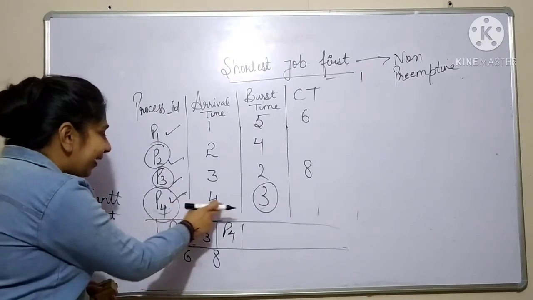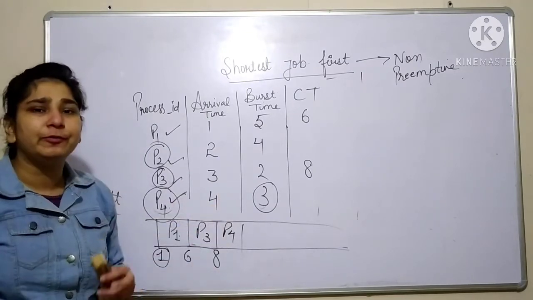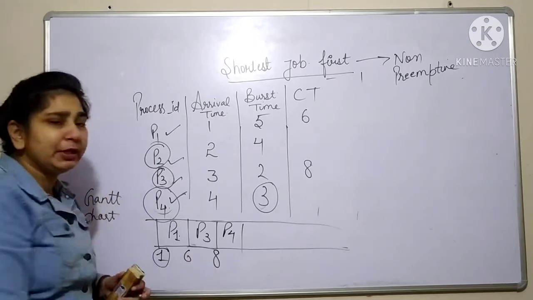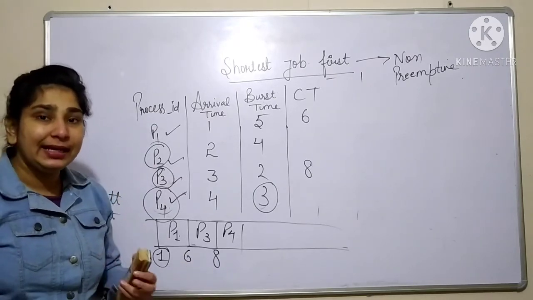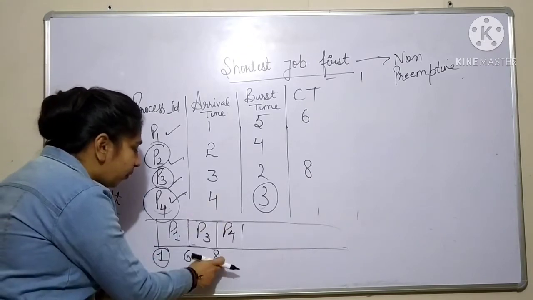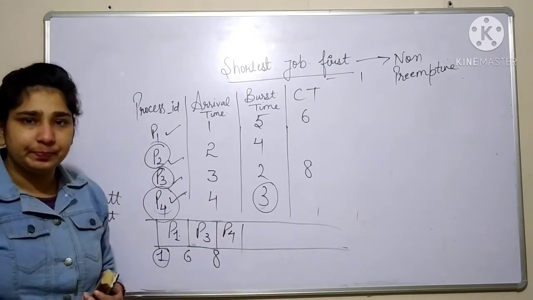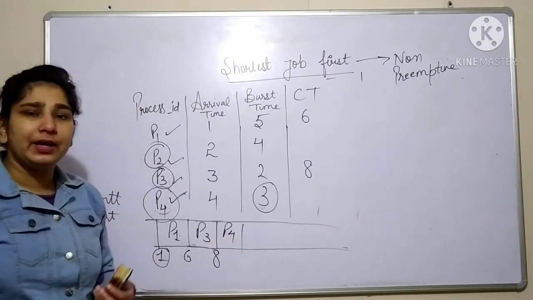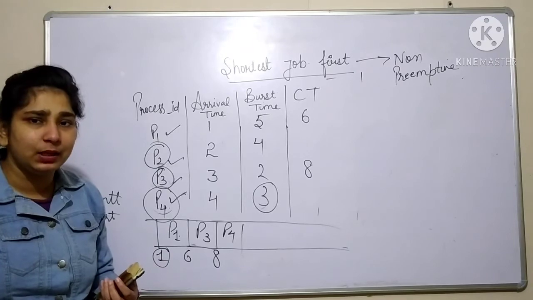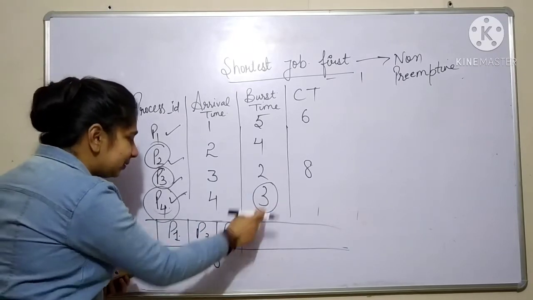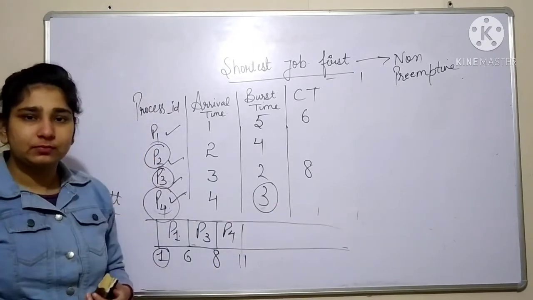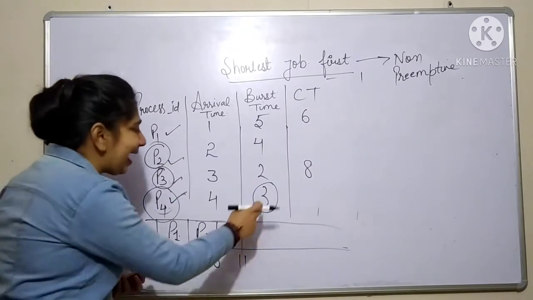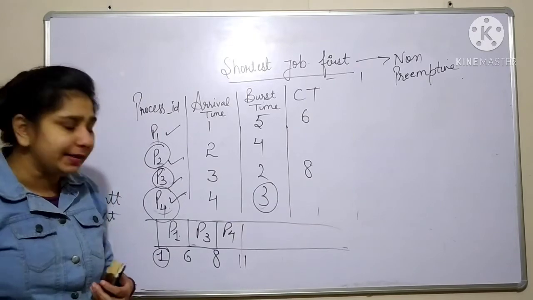It arrived in the main memory at 4, but it was given the CPU at 8. It had to wait for 4 units of time. So when process P4 completes its execution, 8 plus 3, 11. It was given the CPU at 8 and it will execute for 3 units of time.